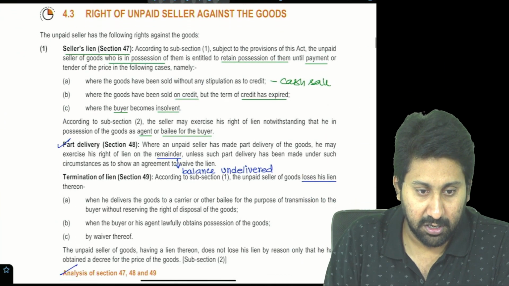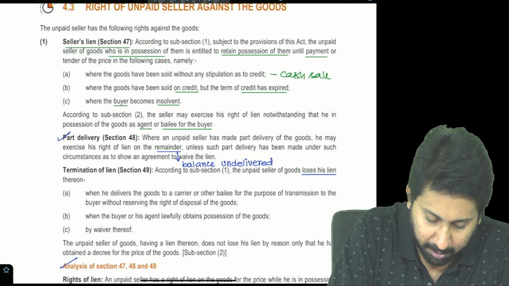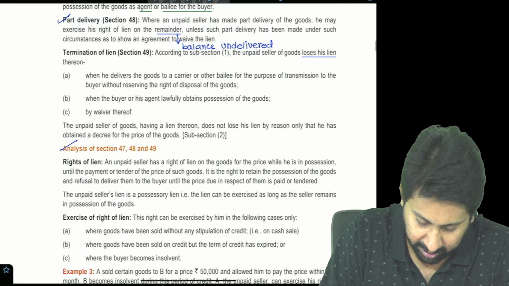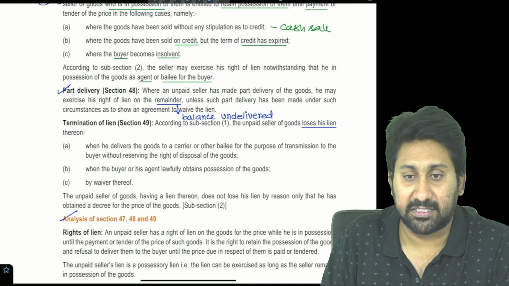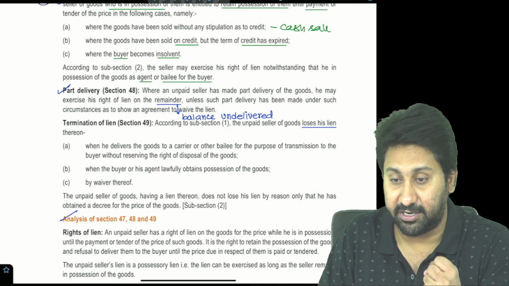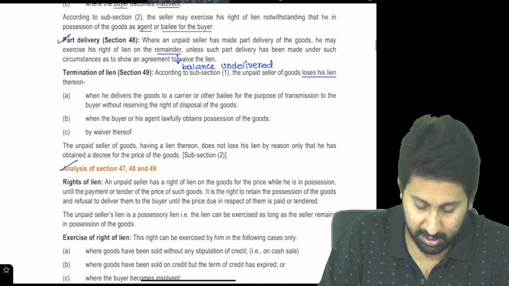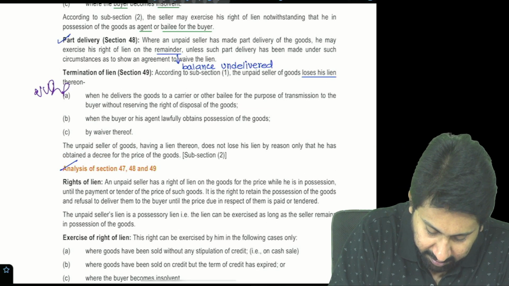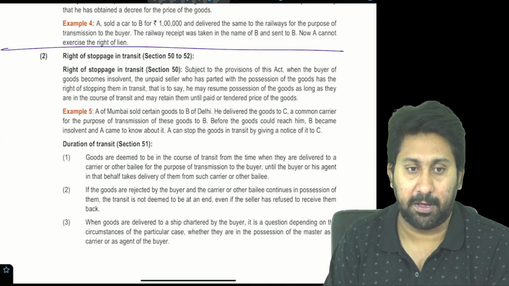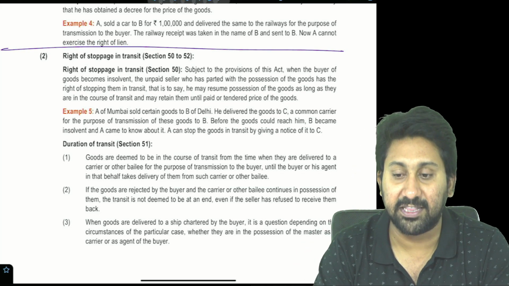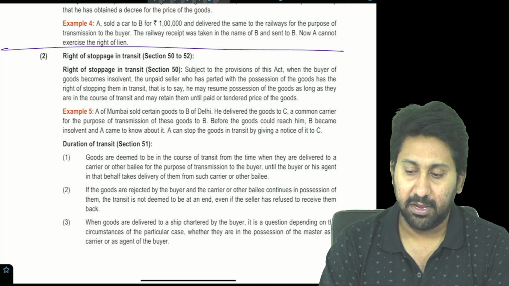Seller's lien. I am telling you once again, point 1, point 2, very important from the exams point of view. When can lien be exercised? Lien can be exercised only if he has possession. Then part delivery and termination of lien. Termination of lien is very important for the exam. Now we are going to start with the second part, the right of stoppage of goods in transit.